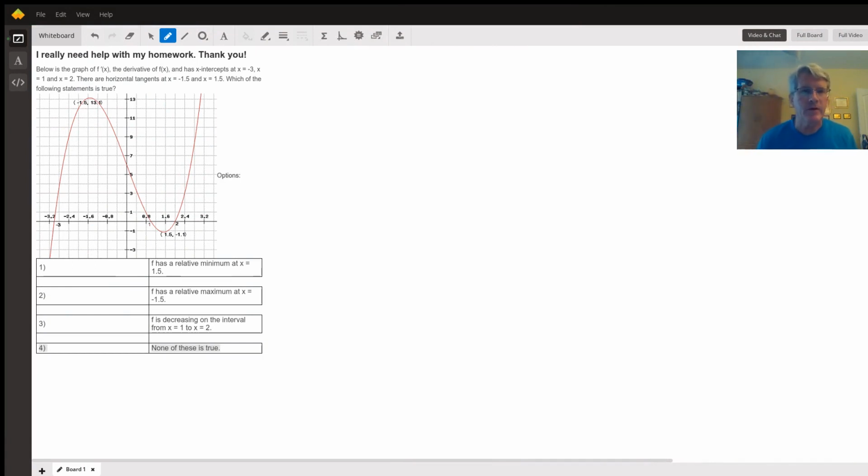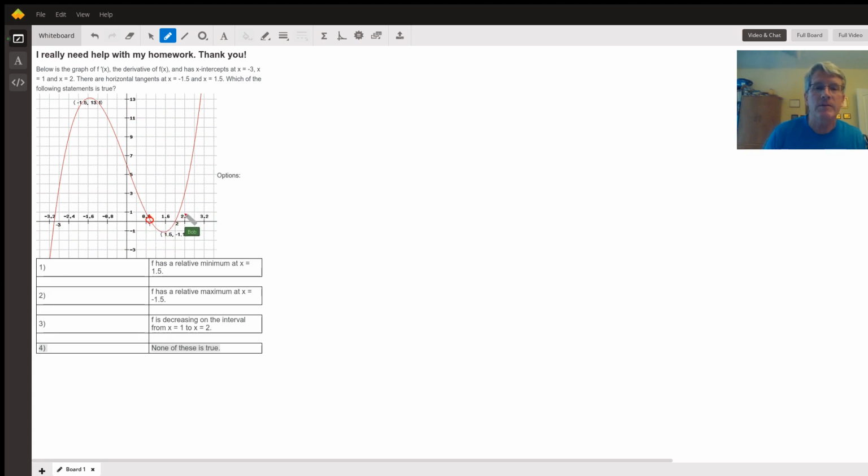I had some free time, so I thought I would try to help you with this particular question. Okay, so we have a graph of the derivative of the function f. We see that it crosses the x-intercepts at -3. It says here that it crosses at x equals 1, but in reality, the intercept occurs about, I don't know, 1.2, right about there.